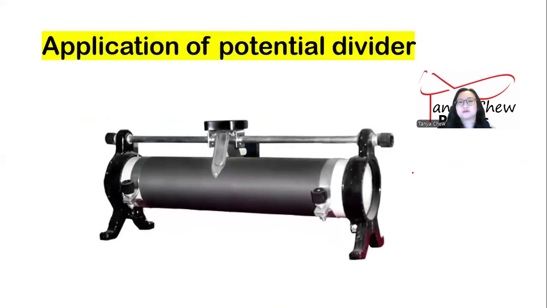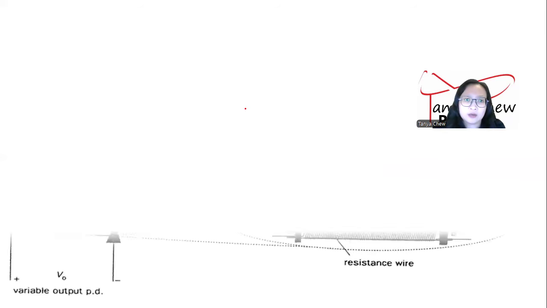Now, application of potential divider. I believe you have seen this before. It is being called rheostat or variable resistor. So why is it called a variable resistor? It is because this is full of the coil of the resistance wire. So this is a slider, so you can move the slider left or right in order to increase or decrease the resistance of this rheostat.